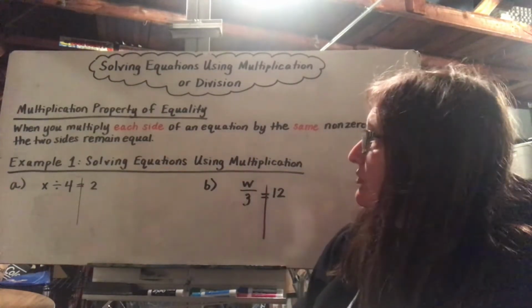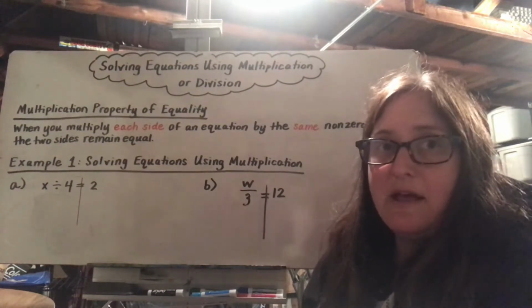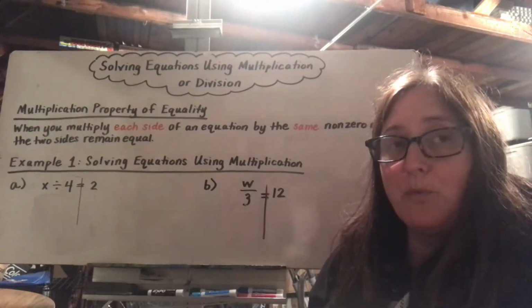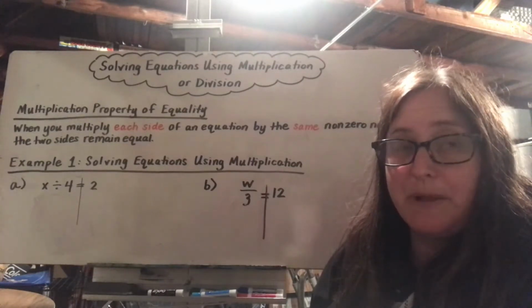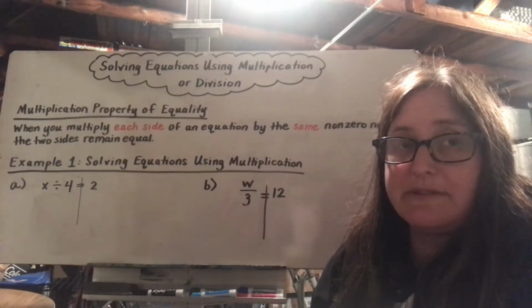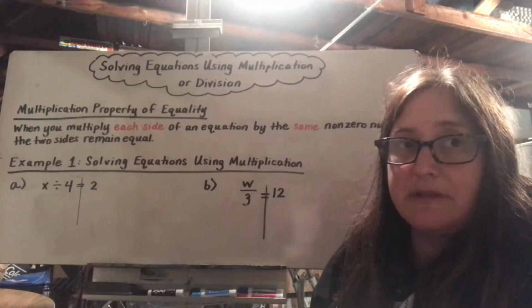Now, this multiplication property of equality says that it's okay to multiply one side of my equation by a number as long as I multiply the other side of the equation by the same number. That will keep things equal.